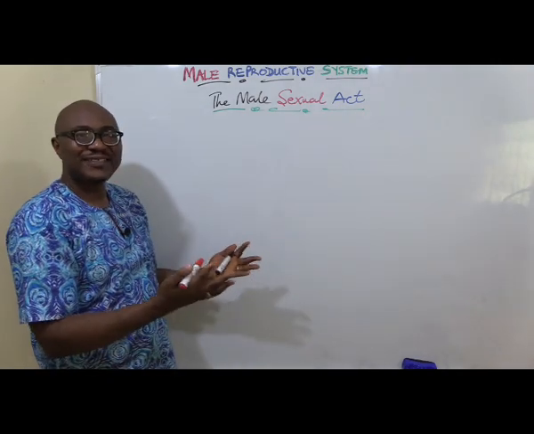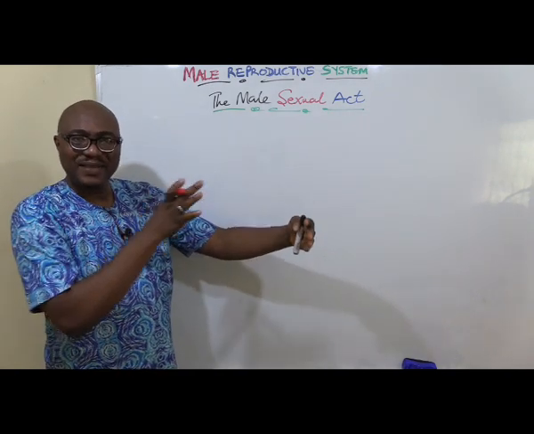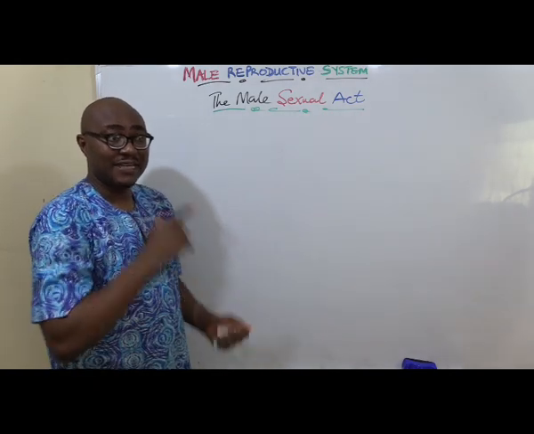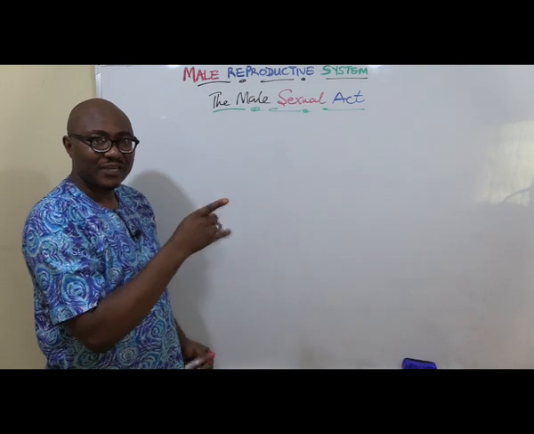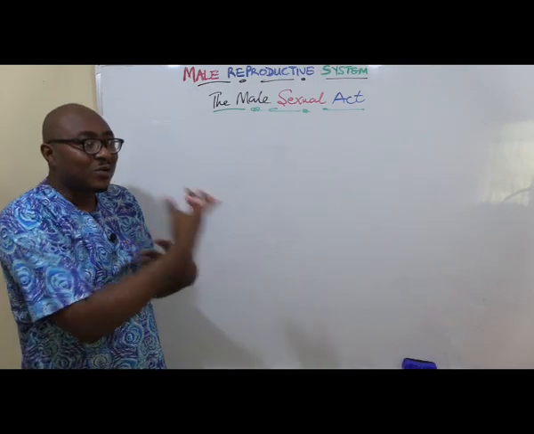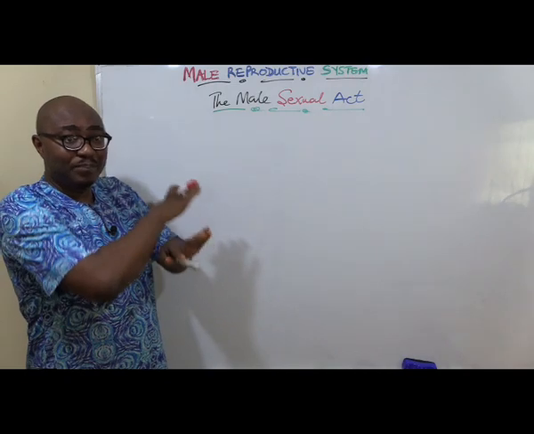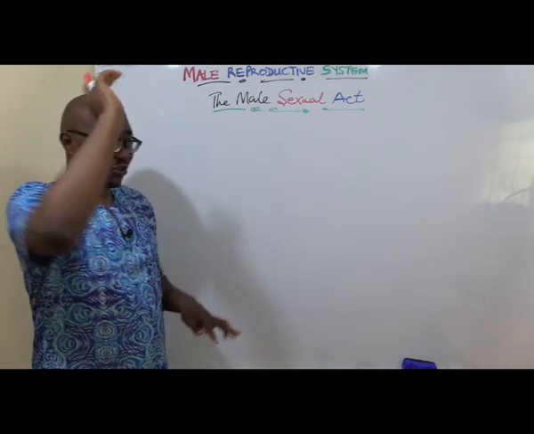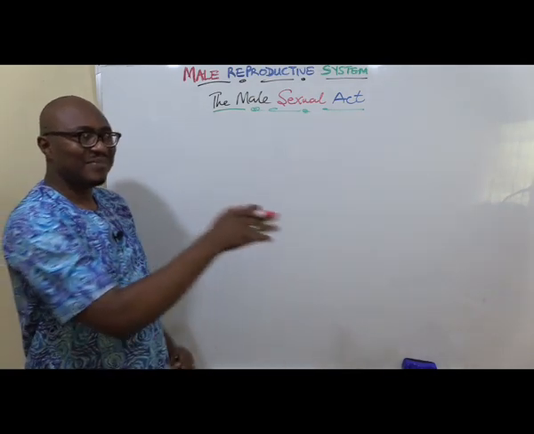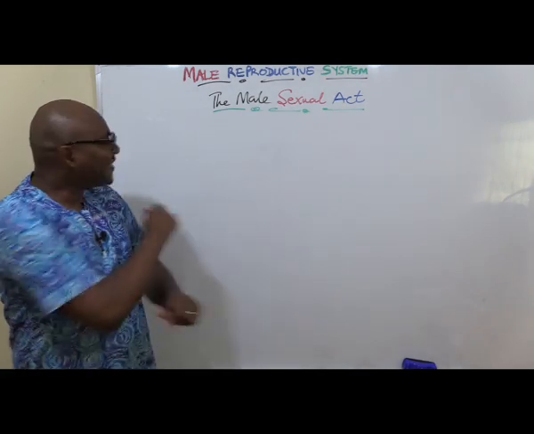But before reproduction takes place, there is sexual intercourse between two partners, a male and a female, so that the sperm, the gamete, can be introduced successfully. So this male sexual act basically tells us the conditions and the processes that need to be in place for the successful introduction, naturally, of the male gamete into the female reproductive tract so that fertilization can take place. All right, so let's get started.